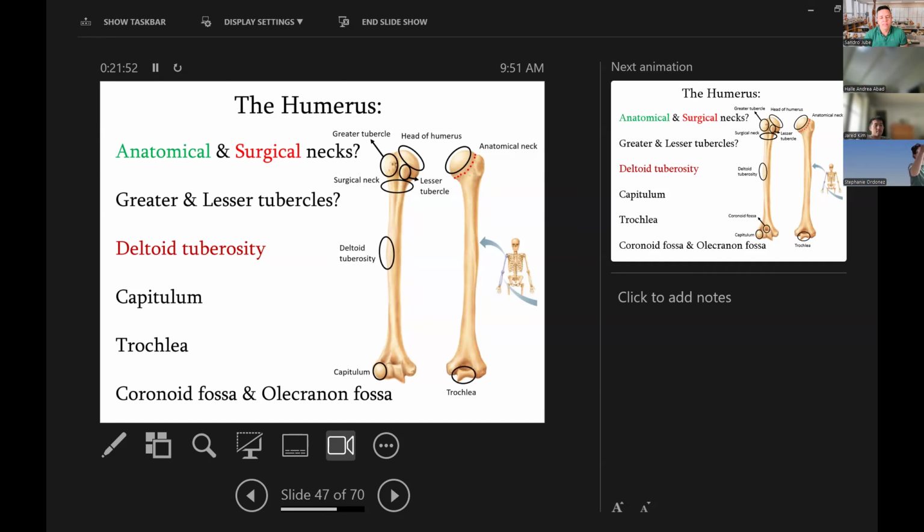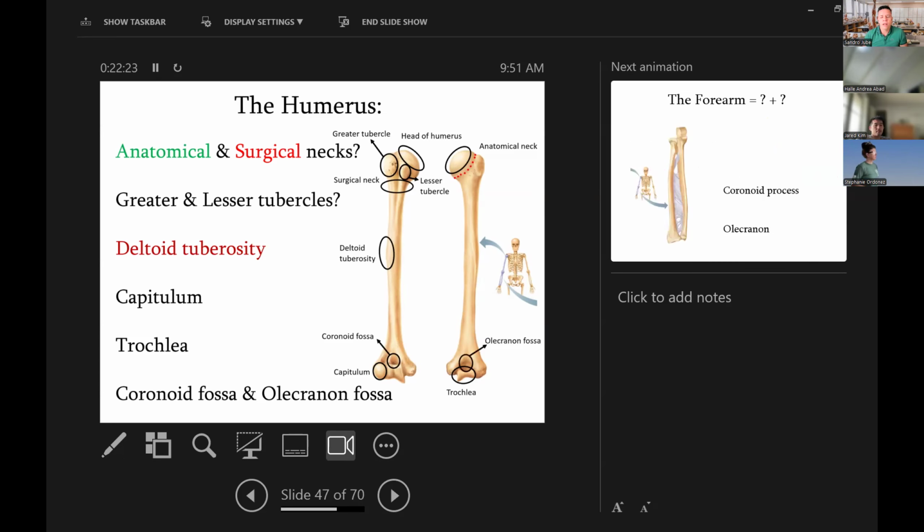Both of these are covered in articular cartilage. Why? Because they are going to articulate with the bones of the forearm to form our elbow joint. And then we're going to find the two fossas in the humerus. One that we can see in an anterior view, the other one we can only see in the posterior view. The one in the anterior view is what we call the coronoid fossa. The one in the posterior view is what we call the olecranon fossa.